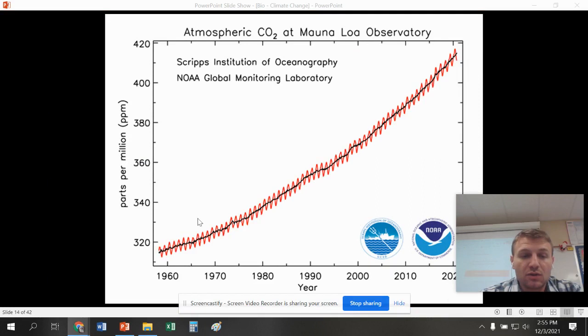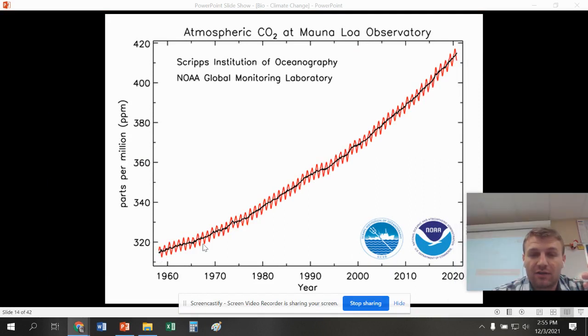Here are some CO2 levels. You can see back in 1960 compared with today how they've increased. CO2 levels have been doing nothing but increasing over the past 100 years. And again, it's because of the amount of fossil fuels that we're burning.